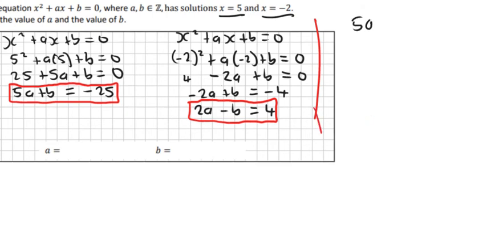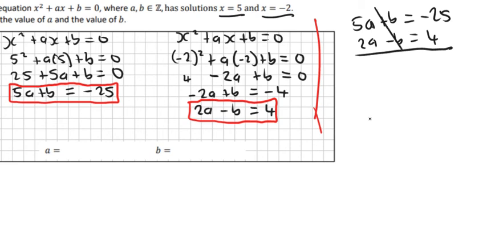So 5a plus b is equal to minus 25. 2a minus b is equal to 4. You'll notice straight away you don't have to change around either of the equations. The two b's will cancel out, and then we can add together. So 7a is equal to minus 25 plus 4, which is minus 21. So we get 7a is equal to minus 21. So you just divide across by 7. So a is equal to minus 3.